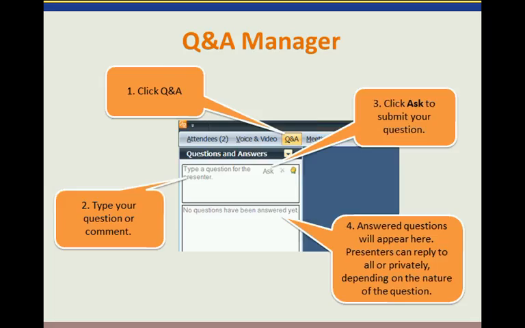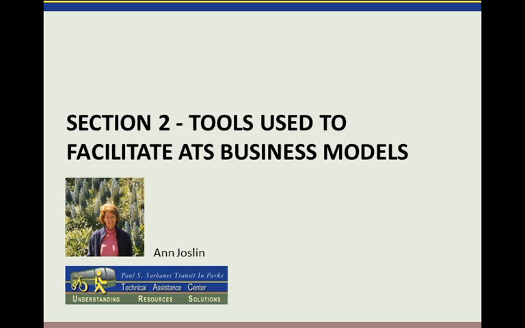And with that, we're going to start section 2. In this section, what we'd like to do is describe to you some of the characteristics of the various tools, and again, by tools we mean the contract and agreement mechanisms that are used to facilitate the 4 major business model types that we just described to you in the previous section.